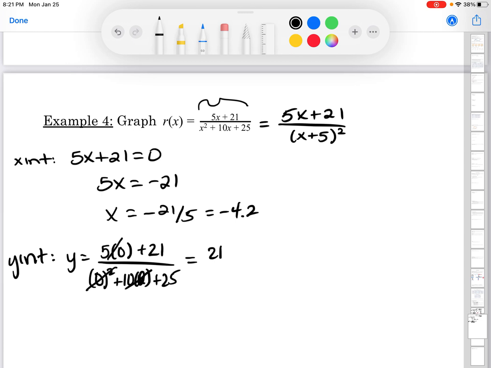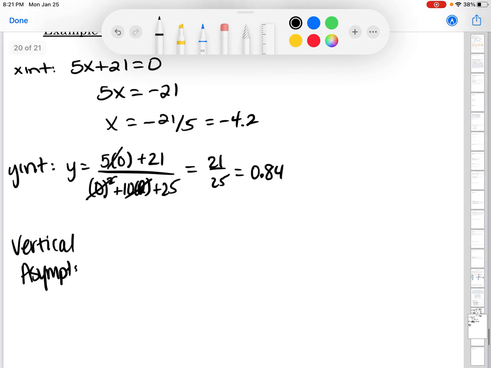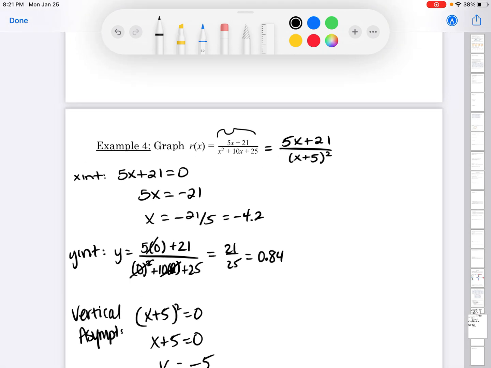So we get 21 over 25, which is 0.84, just to get an idea of where to put that on the graph. We also need our vertical asymptote, and we get that by setting the denominator equal to 0. So x plus 5 squared is equal to 0, which just means x plus 5 is 0, which means that x equals negative 5. And that's our vertical asymptote.